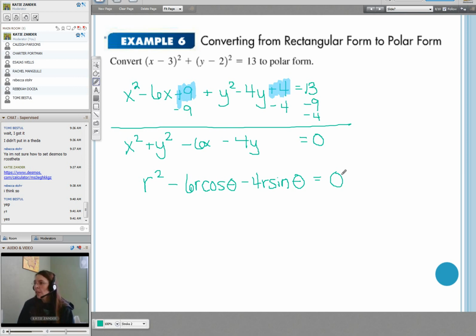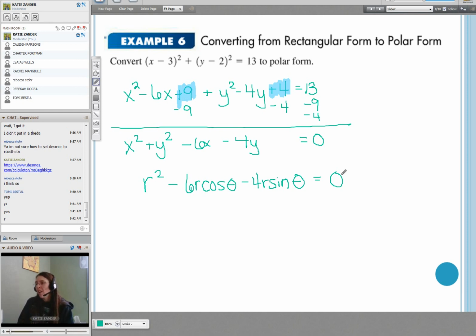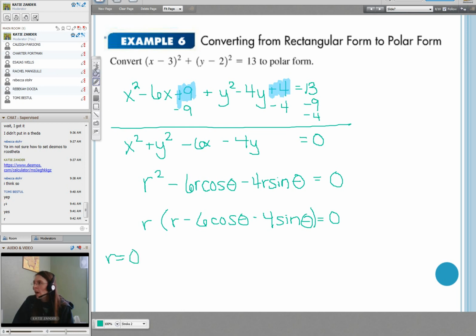All right, it looks kind of weird because we don't have an r equals at this point, but what do all three terms have in common that I might be able to factor out on the left-hand side? They all have an r in common. So if I factor that out, I'll get an r minus 6 cosine theta minus 4 sine theta. And now I can set each set of parentheses equal to 0 and solve. So I do have the GCF, that factor of r that came out.